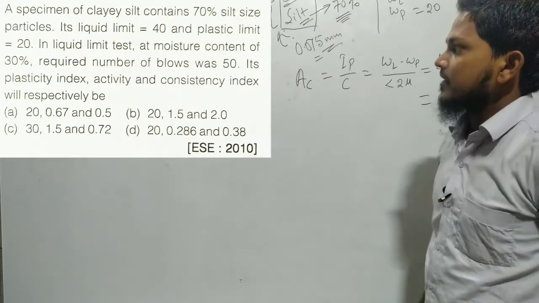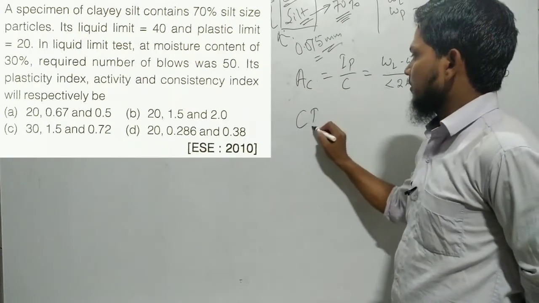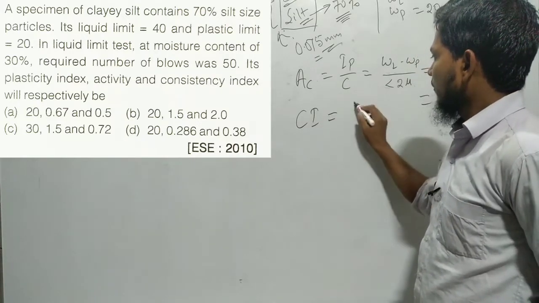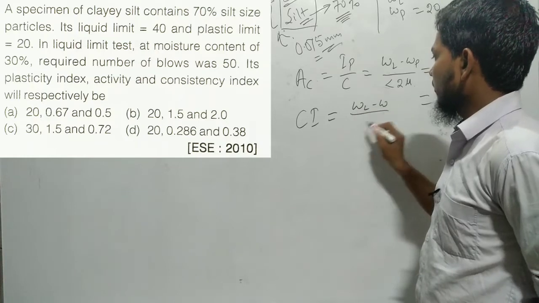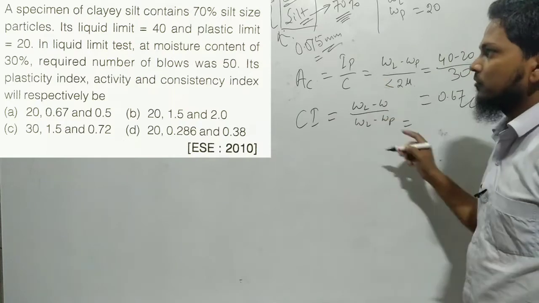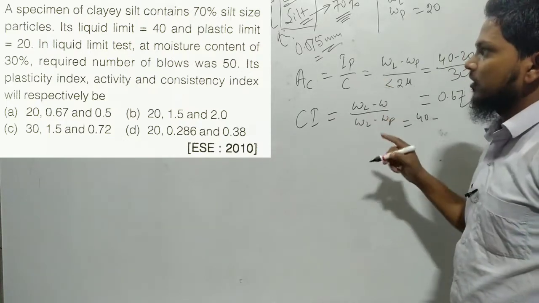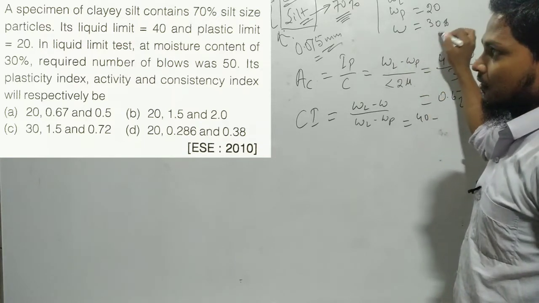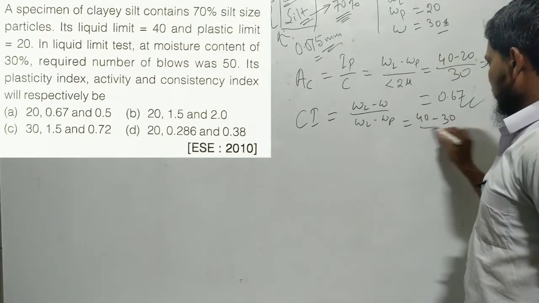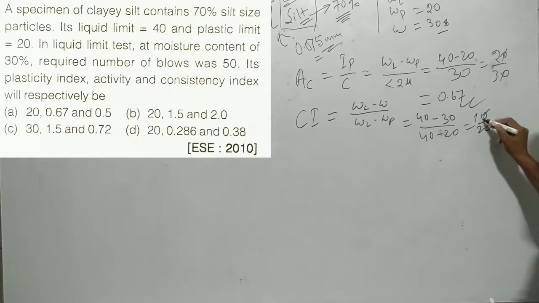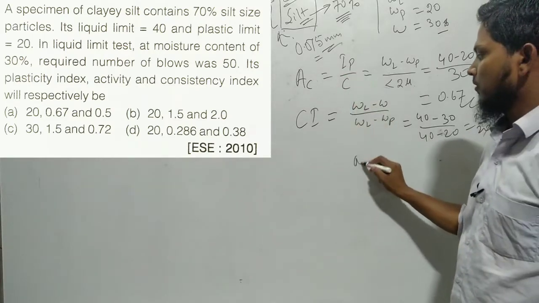Now, what is the consistency index? Consistency index is WL minus natural water content upon WL minus WP. The liquid limit is 40, minus natural water content, which is given as 30%. So 40 minus 30 and 40 minus 20, that is 10 upon 20, which is 0.5. So the answer will be, I think, A.